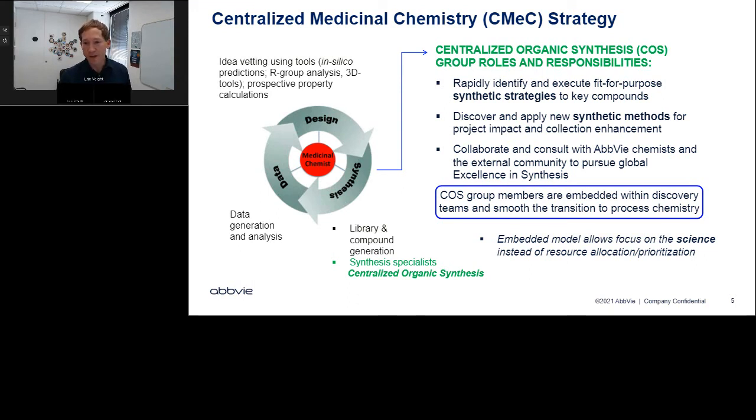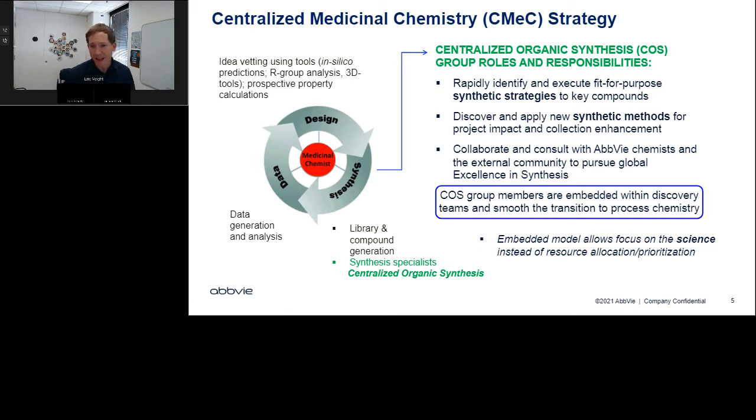A key part of this is collaboration and consultation with AbbVie chemists. We do a lot to bring all chemists together at AbbVie to try to address the most critical synthesis problems and to really grow and enhance our community. And also engagement with the external scientific community is very important, as Dani introduced also. And really the goal is to pursue global excellence in synthesis at AbbVie and across the industry.